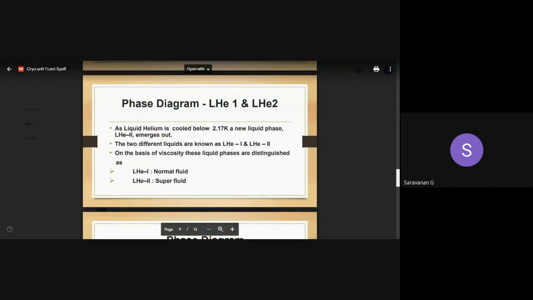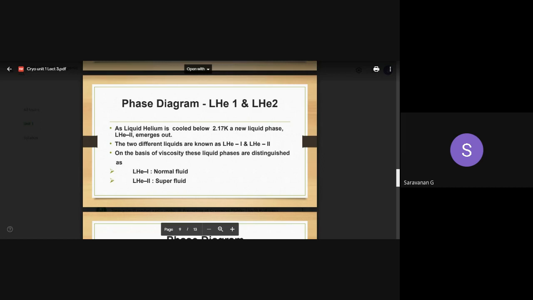If helium is cooled below 2.17 Kelvin, it becomes liquid helium 2. That's why we have liquid helium 1 and liquid helium 2. Liquid helium 1 starts with helium, which we liquefy, and it becomes helium 1; then below 2.17 Kelvin it becomes helium 2. These two fluids are the cryogenic liquids, liquid helium 1 and liquid helium 2.